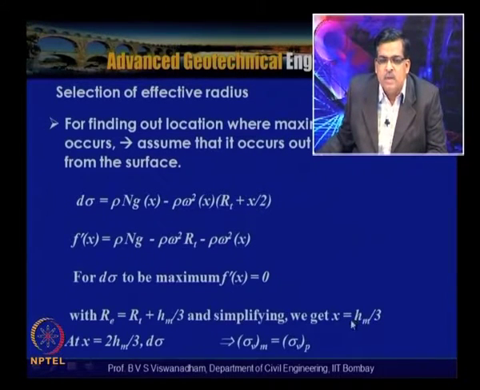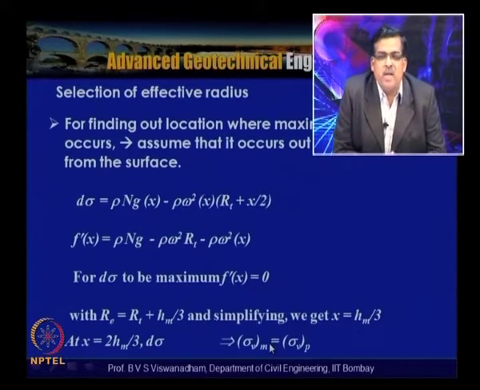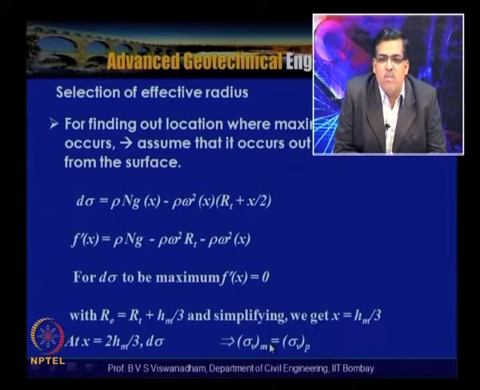And again, with x equal to 2Hm by 3, when you substitute it in this particular expression, we get d sigma equal to 0. This implies that the two terms are equal and the difference is 0. That means at x equal to 2Hm by 3, sigma v in the model is equal to sigma v in the prototype. That is the point where the vertical stress distribution in the centrifuge model crosses the vertical stress distribution in the prototype.